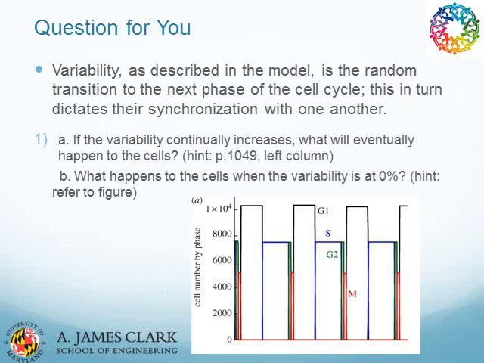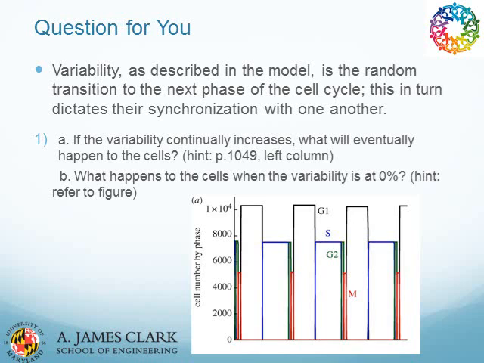So now our question for you guys. As we mentioned, variability as described in the model is the random transition to the next phase of the cell cycle. This in turn dictates their synchronization with one another. So for part A, if the variability continually increases, what will eventually happen to the cells? And here I give you the hint. If you refer to page 1049 in our article and refer to the left column, the second paragraph, you should easily arrive at your answer.